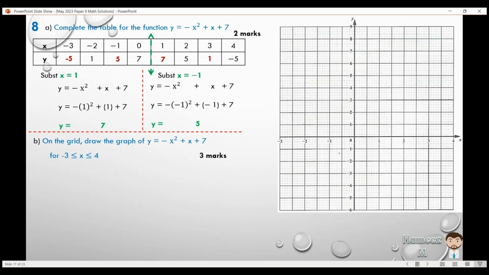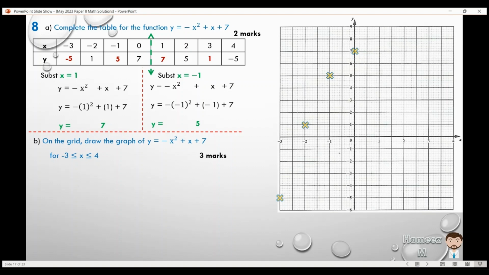Right, so let's plot. We know for the first value, x is minus 3. And when x is minus 3, y is minus 5. So we could bring up that point. And when x is minus 2, y is 1. So we could plot that. Next one, minus 1 for x, y is 5. Then when x is 0, which means we're dealing with our y-axis, y is 7. So that's also from our general formula, y is equal to ax squared plus bx plus c. C is 7, so that's where it's cutting the y-axis.